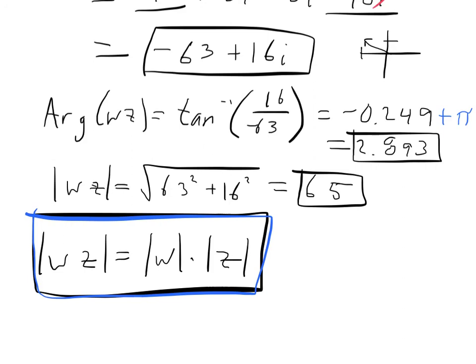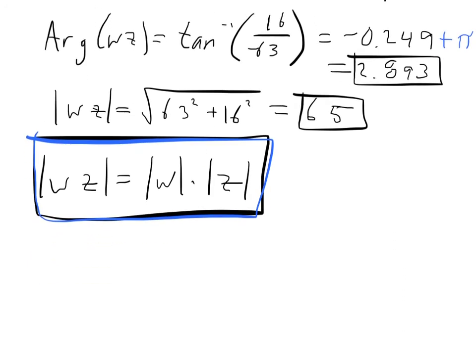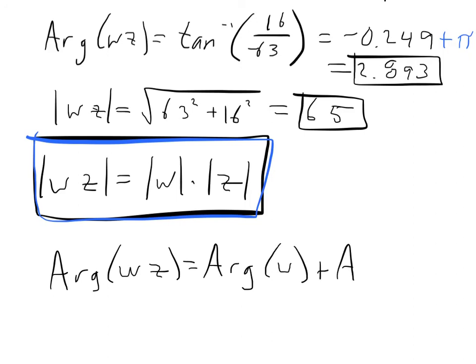For argument, and again, I can't go back and show it to you, but look at the two arguments that you had before. I think you'll find that if you add them together, you'll get this 2.893. And so the property that we'll have there is that the argument of W times Z is going to be the argument of W plus the argument of Z. And we're totally going to use that to our advantage later.